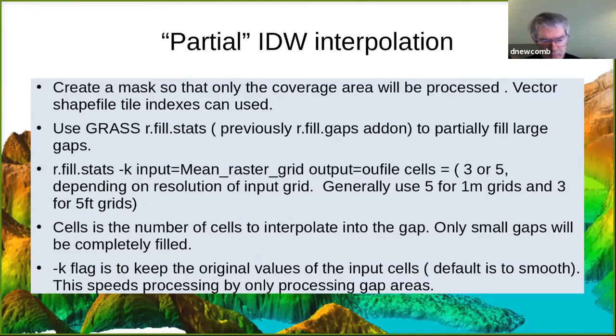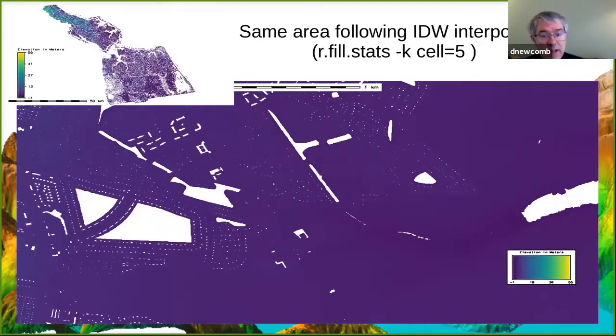The k flag on there keeps the original values in the input raster so that you're not processing those, you're just processing the gaps based on the original values. And that speeds up your processing with memory requirements and just general speed. So this is what it looks like once you've done that initial IDW interpolation. You'll see a lot of gaps, but a lot of the smaller areas have been filled in.